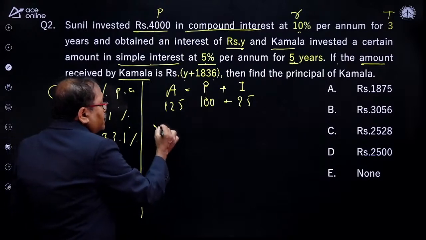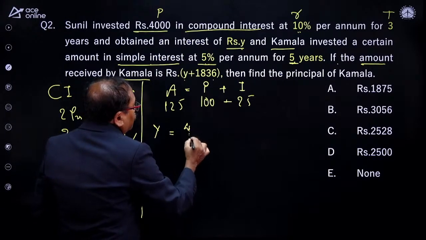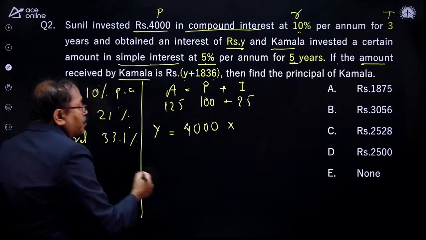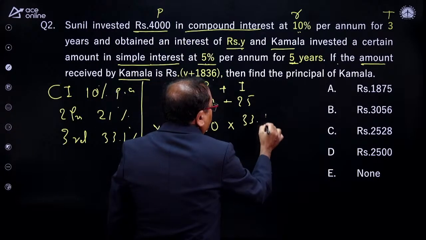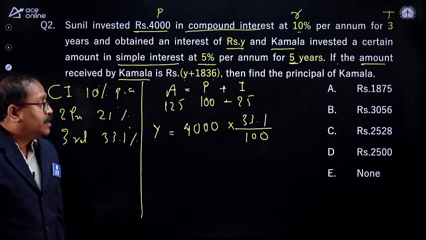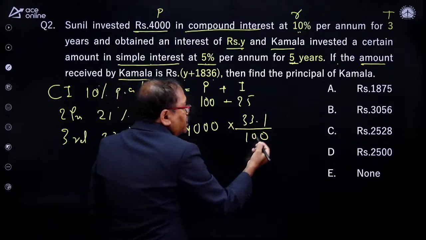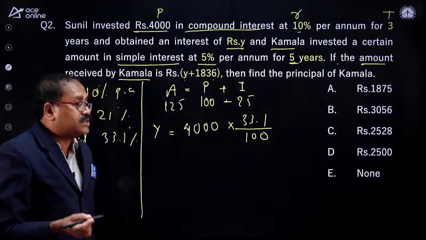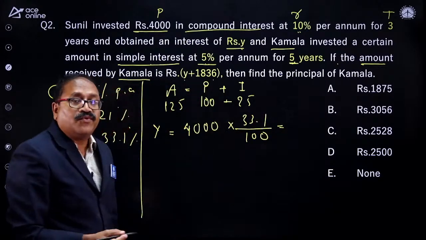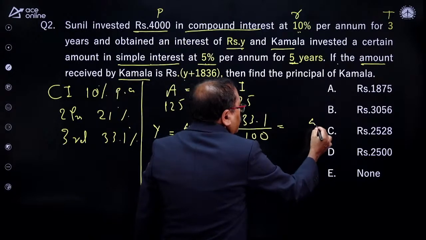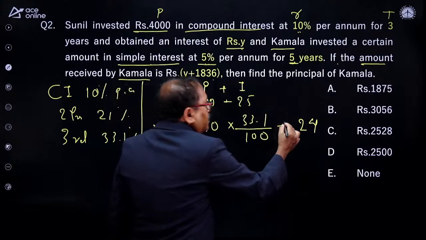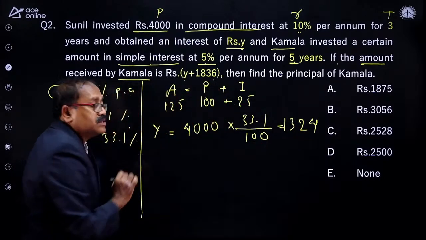Let's find out what Y is: that is 4,000 into 33.1 by 100. Here after the decimal there is 1 digit and in the denominator we have 2 digits, so the decimals will be eliminated. Simply multiply this number by 4. So 4 into 4 is 16, 4 into 3 is 12 plus 1 is 13, 4 into 3 is 12 plus 1 is 13. This is what Y is.